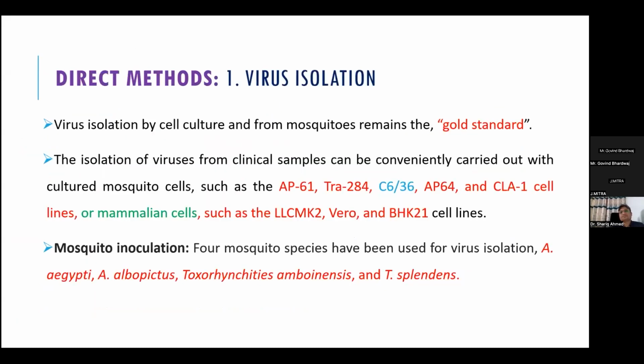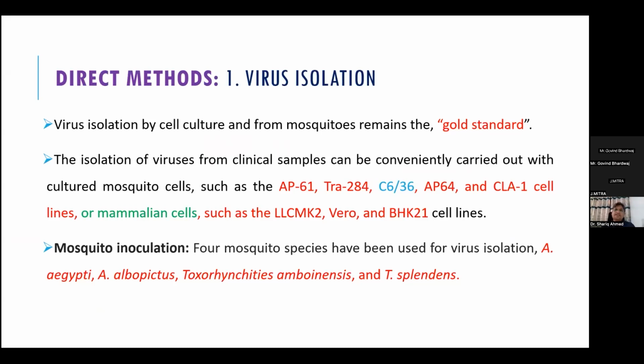So first, in the direct method, we can do virus isolation. As we all know, if we are isolating the virus, it must be the gold standard, because it is the utmost test that we can do. So if we can isolate a virus, then it is considered the gold standard test, although it is very cumbersome and we need a very high-level laboratory for this.